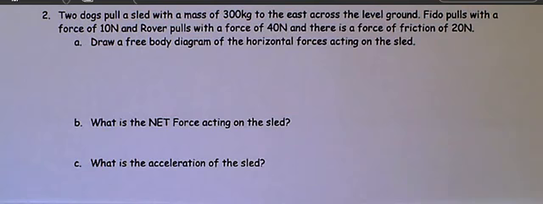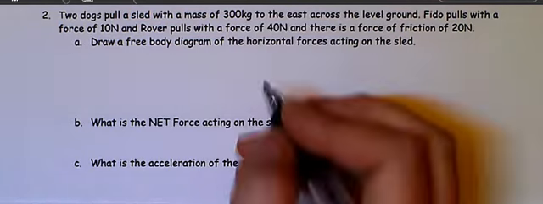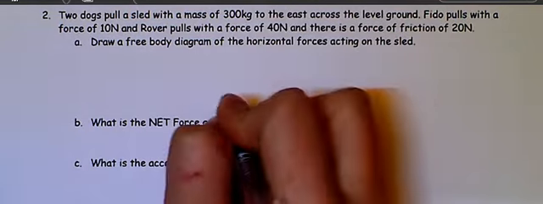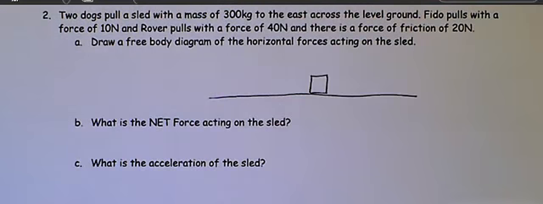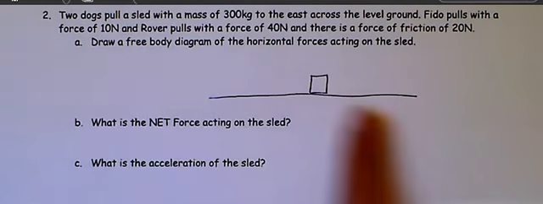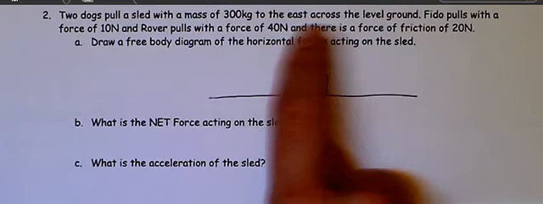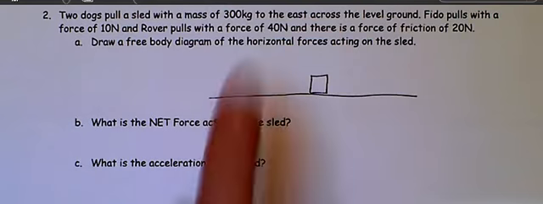Draw a free body diagram of just the horizontal forces acting on the sled. So you don't have to worry about doing the normal force for the weight. I'm just focusing on the forces that are either left or right, east or west in this case. All right, I've got Fido, and the 2 dogs are pulling to the east. Fido pulls with 10, and Rover pulls with 40.